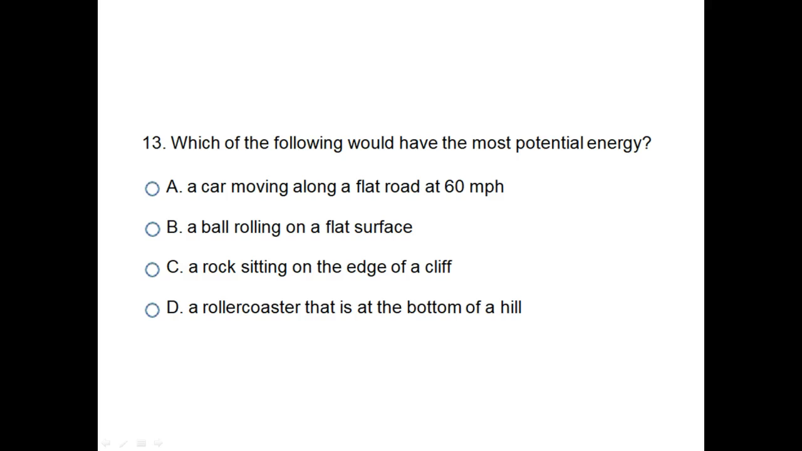Number 13, which of the following would have the most potential energy? A, a car moving along a flat road at 60 miles per hour. B, a ball rolling on a flat surface. C, a rock sitting on the edge of a cliff. Or D, a roller coaster that is at the bottom of a hill.